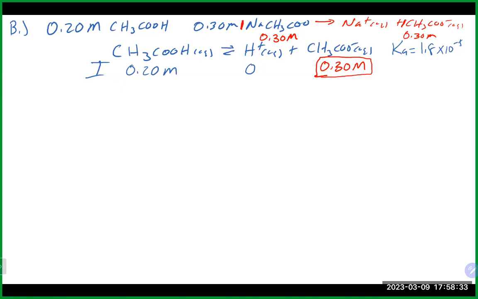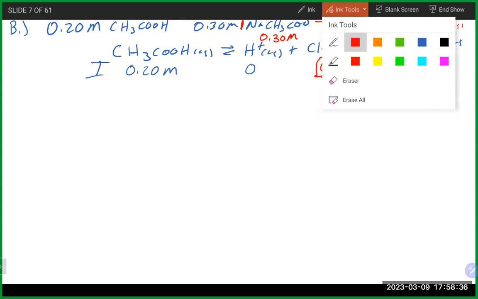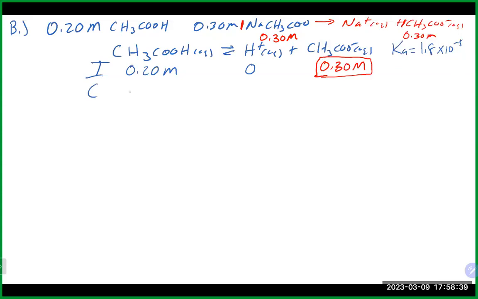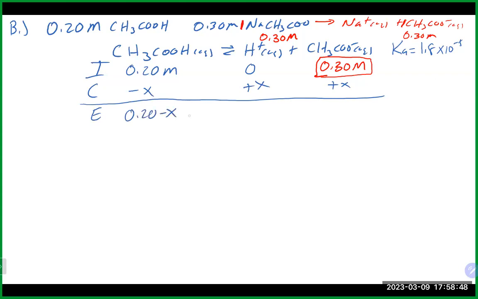The rest of the ice table really is going to be pretty much the same as normal. We are going to go minus x here, plus x, and plus x. This will then get us to an equilibrium of 0.2 minus x, x, and 0.3 plus x. The other mistake, again, it is plus x here, not minus, so it is plus x at this point. Any questions on the ice table? At this point, just like normal, we're going to go into our Ka expression, which is still the same Ka expression for acetic acid. So that's going to be our H plus and our acetate.